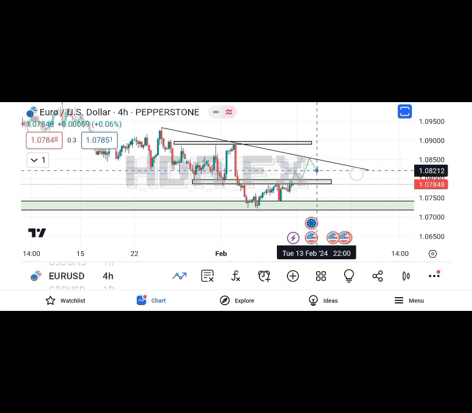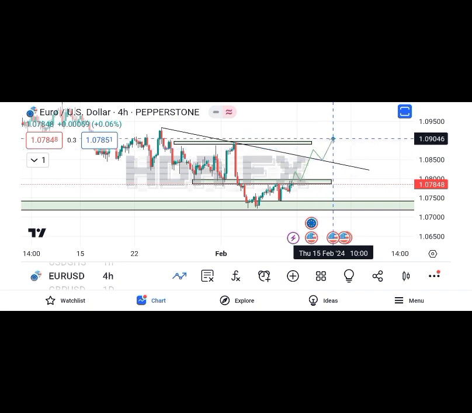So if we get any selling confirming candles, we can sell EURUSD. But if price continues to break upward or continues to break this particular trend line, then we can also wait for a retest on this trend line and continue upward. So this is my buy bias on EURUSD.